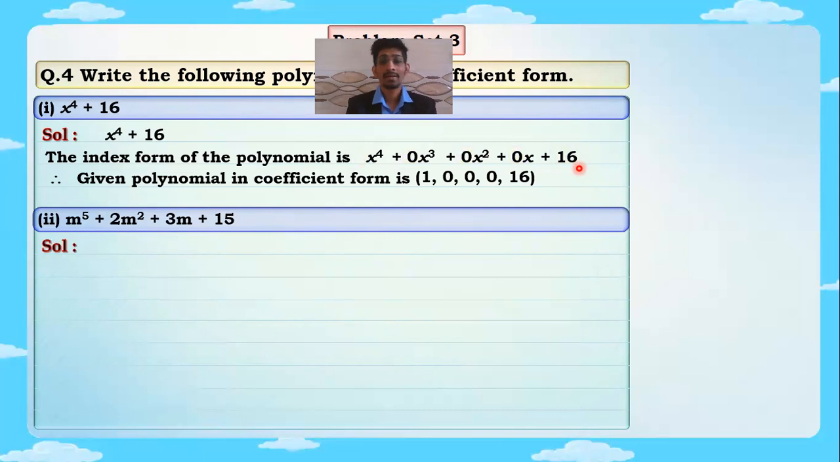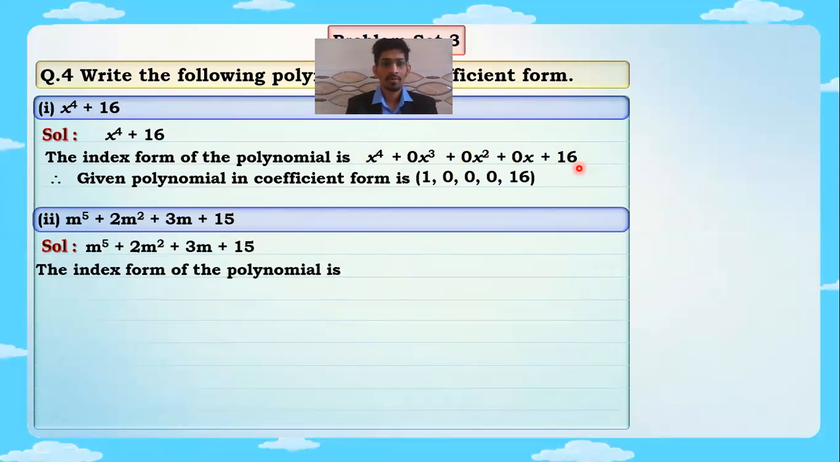After raised to 5, raised to 4 should come. It is missing. Raised to 3 is missing. So it is not in the index form. So let's convert this into index form first by writing each and every power. The raised to 5 term first. After raised to 5, which term? Raised to 4, but it is missing. So let's write 0m raised to 4. Here the variable is m, so we have to write m. Then after raised to 4, raised to 3 is missing. So we are going to write plus 0m cube. Then raised to 2, yes it is there, that is 2m square. Raised to 1, that is 3m, and the constant term, that is 50.